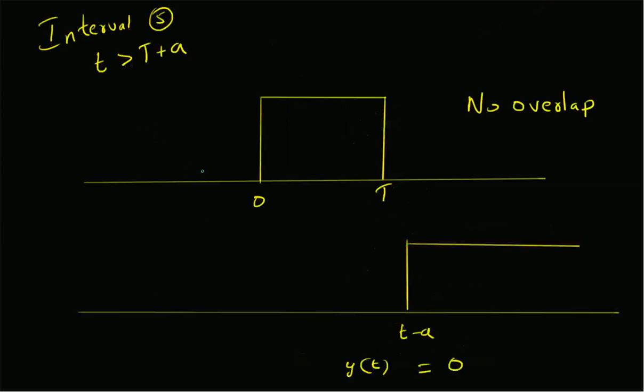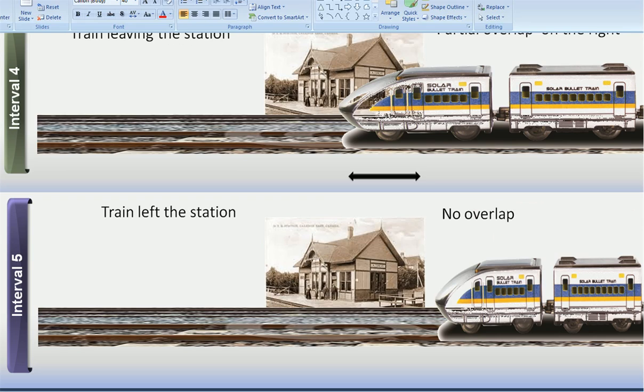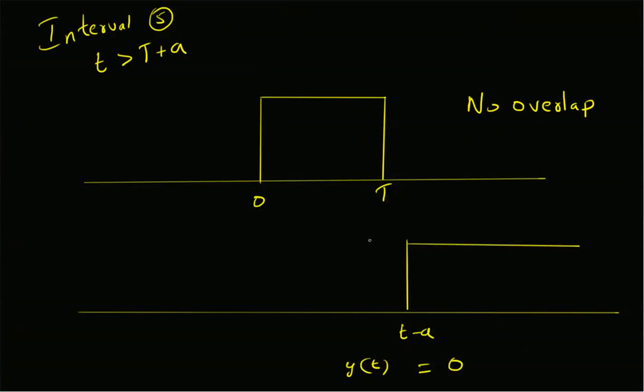And in the final interval, the small t is greater than capital T plus a. In other words, the train has left the station. The train has crossed the boundaries of the station, so there is no overlap between the train and the station, meaning no overlap between x of tau and h of t minus tau. That means the integration is 0, so y of t is 0 in this interval.